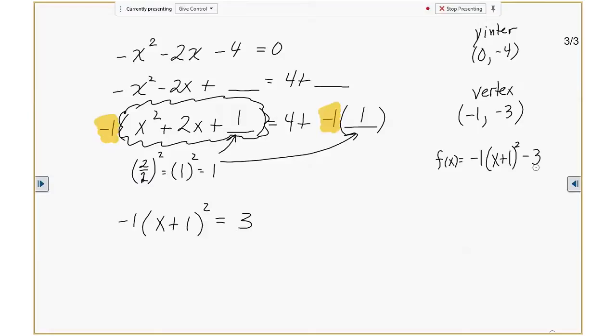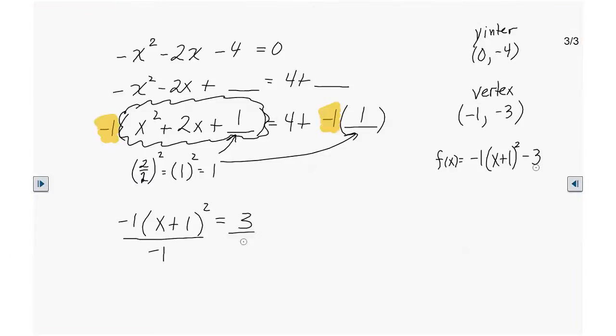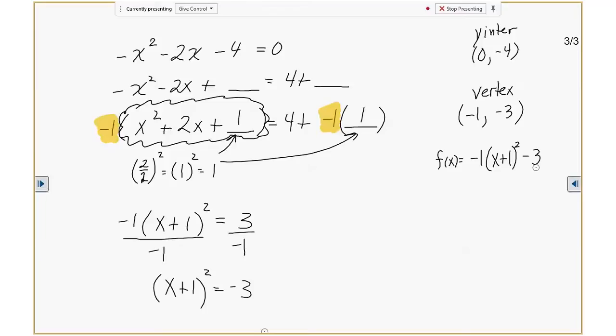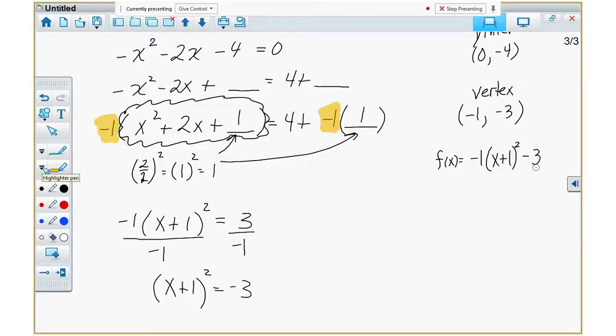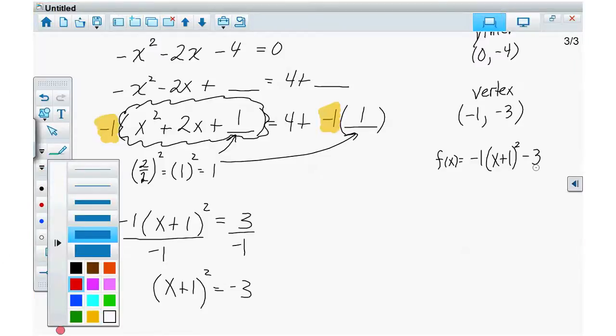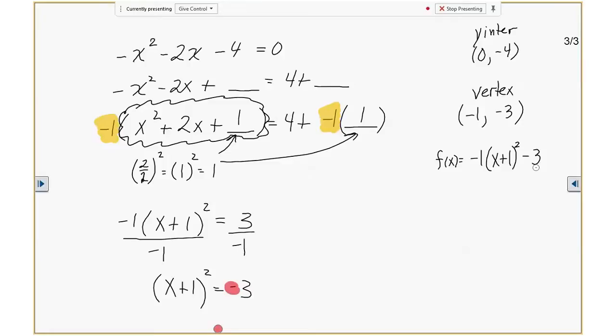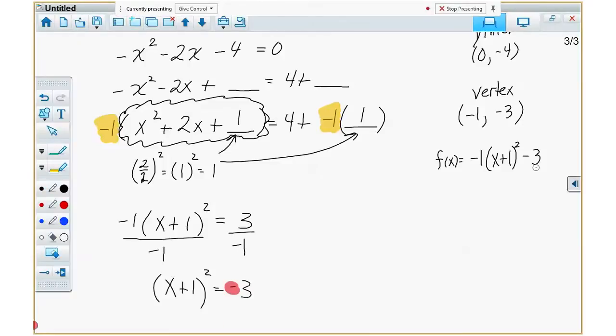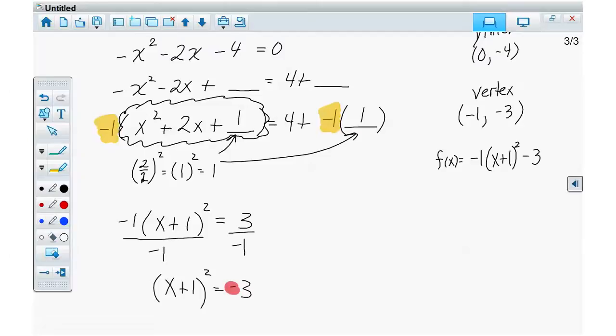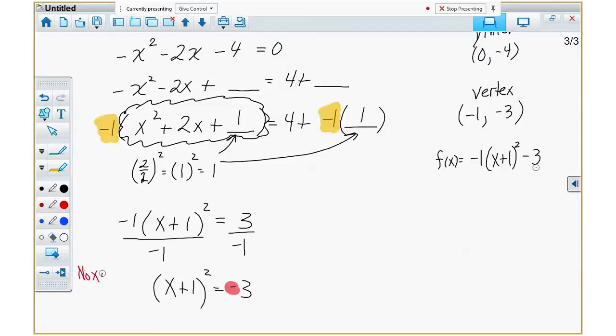Now let's solve it for x. Well, divide by negative 1, divide by negative 1: x plus 1, quantity squared is equal to negative 3. Now at this point, I'll take my handy dandy red highlighter. I'm going to highlight this guy right there. That red highlighter tells us no x-intercepts. That's what the red highlighter tells us.